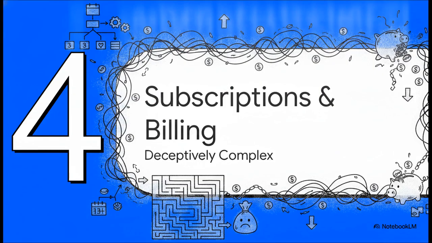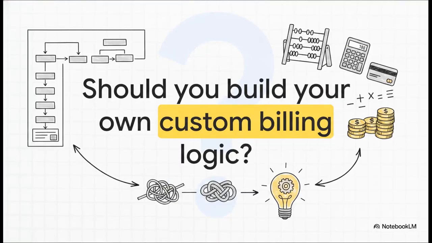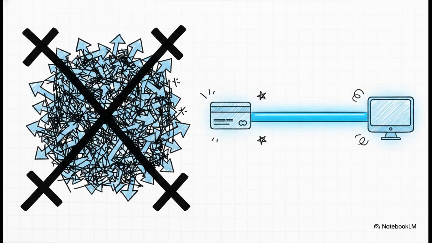Part 4, subscriptions and billing. This stuff is deceptively complex. Now, you might be thinking, hey, shouldn't I just build my own custom billing logic to handle all my unique seats, tiers, and usage limits? I mean, it's just math, right? No, absolutely not. Edge cases like proration, mid-cycle upgrades, downgrades, and failed payments are literally brutal.